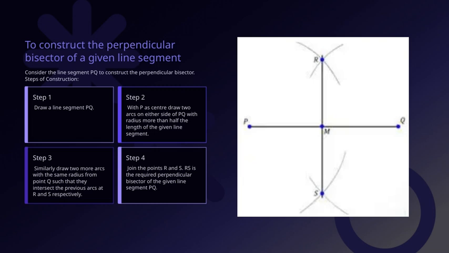This method is a fundamental construction in geometry because it helps us find centers, midpoints, and create perpendicular lines efficiently. Remember, the key here is the use of arcs and their intersections to accurately locate the midpoint and perpendicular line.